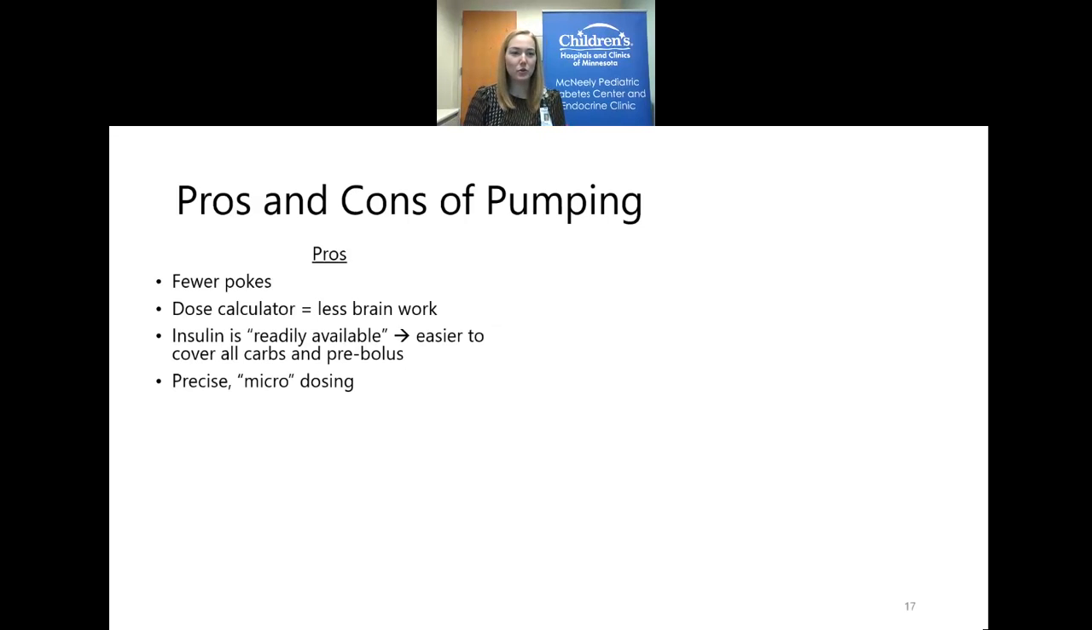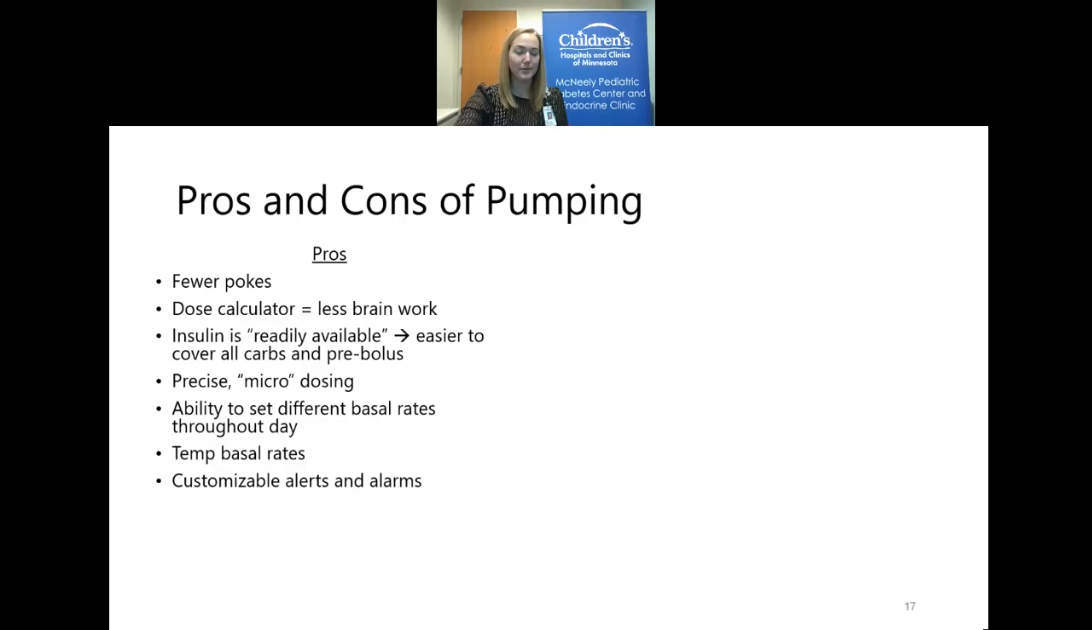A huge thing is that you get those precise micro doses. The pump is going to calculate and deliver your dose down to a tenth or a hundredth of a unit, depending on the brand of pump you use. Very nice for our young kids on tiny, tiny doses. Another great thing is the ability to set different basal rates throughout the day, which we talked about. If your body needs less basal insulin when you're sleeping or during different times of the day, you just set the pump to give you less. And of course, temporary basal rates are a great pro for illness or activity.